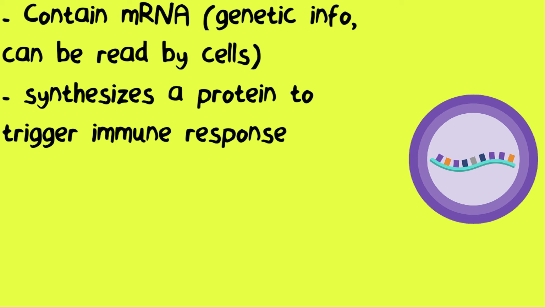For a vaccine, mRNA is made in a lab. This mRNA instructs the cell to make a certain protein or even a part of a protein which can trigger an immune response like the other vaccines.